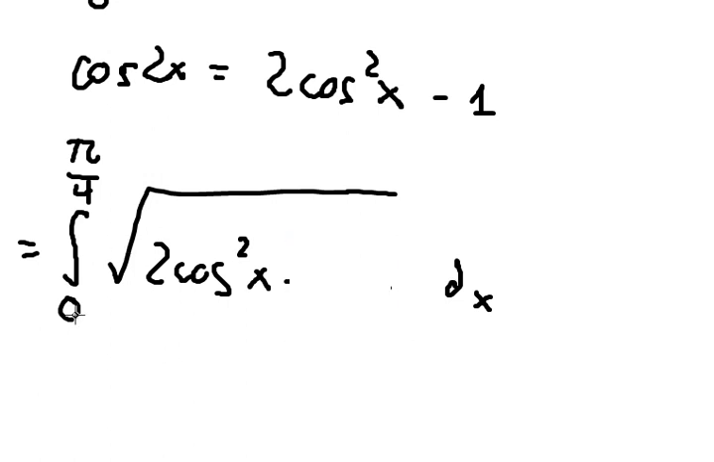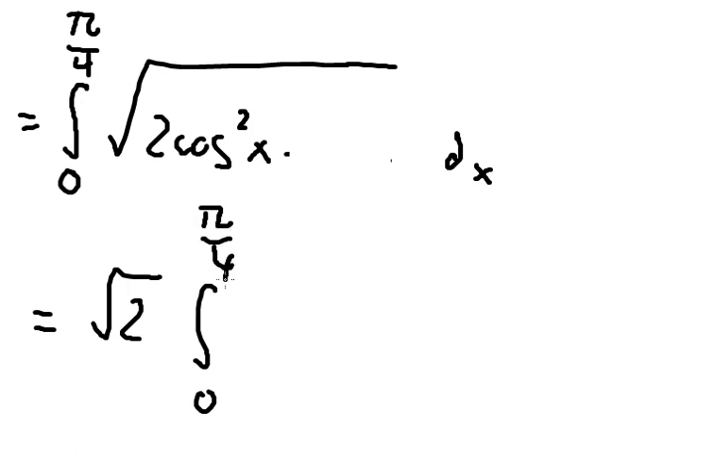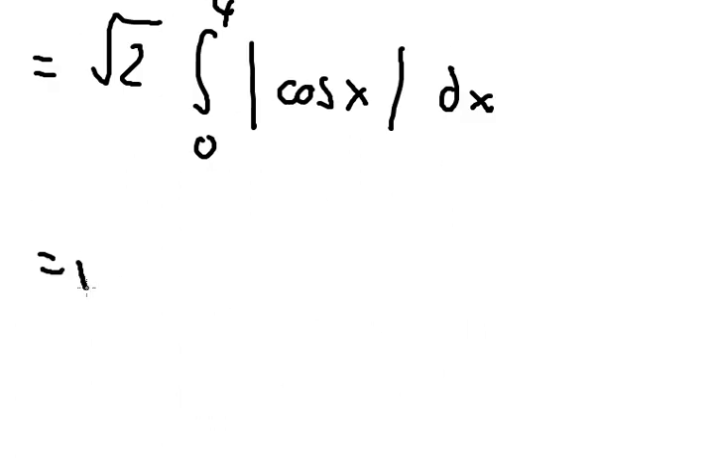Now from 0 to pi over 4, the square root of 2 cosine s squared, we will have about, we put the square root of number 2 out here. That is the absolute value of cosine s. So from 0 to pi over 4, cosine s is always positive, and now we can cancel the absolute value.